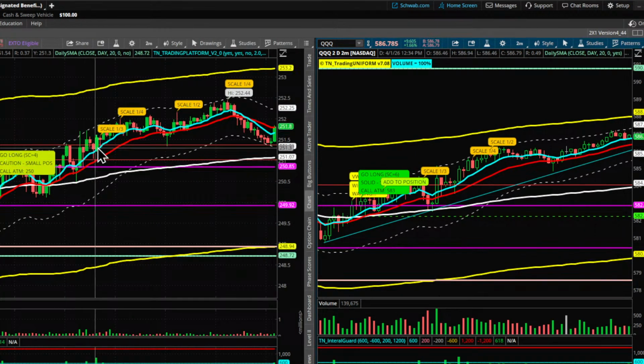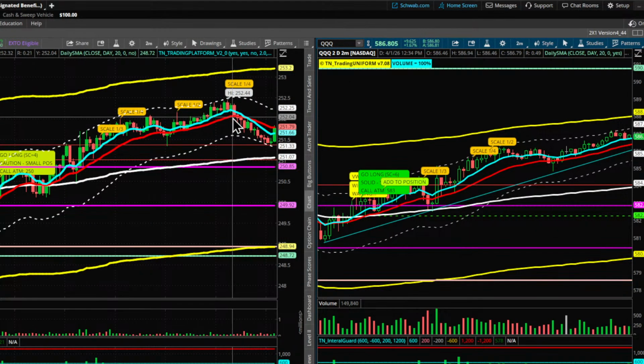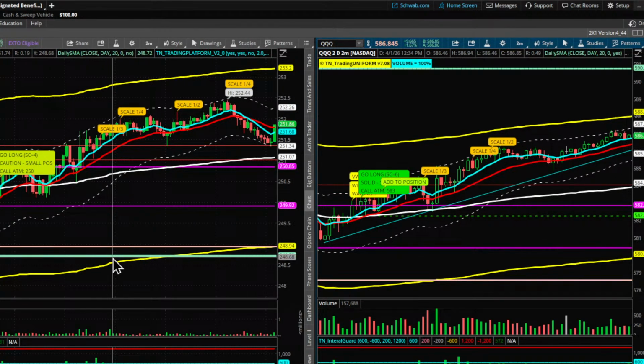So let's say when it's running up like this, that's when I jump in to buy, only to see it reverse like this. And then you get nervous, you sell. That's how you lose money.